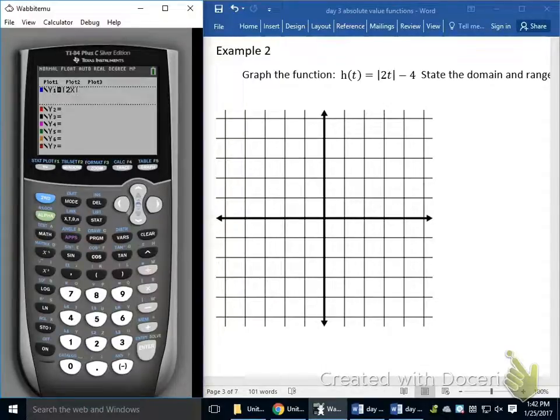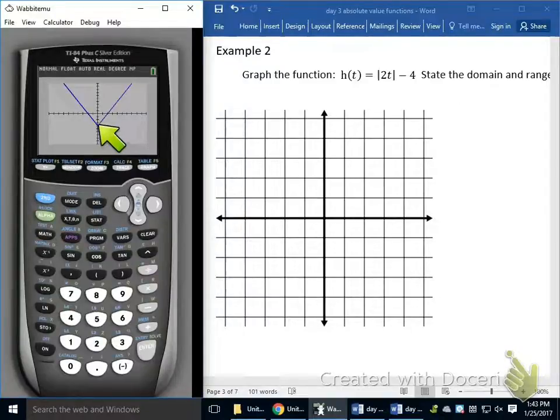I know we don't have a t. Hit right to get out of that absolute value, and now you'll type in -4. And now we're ready to actually see our graph. And here's what it's going to end up looking like. And we can go to the table and get some points.